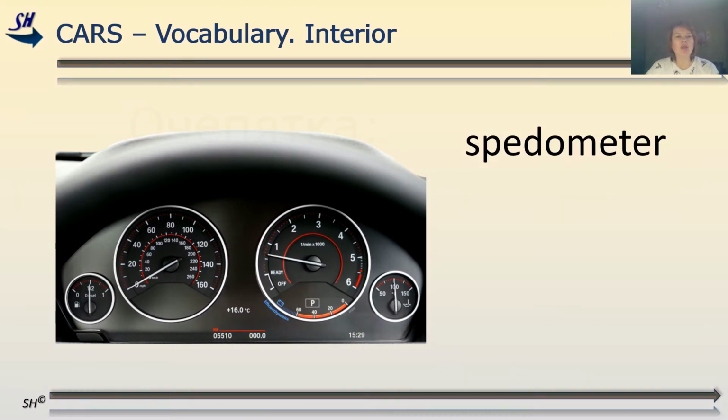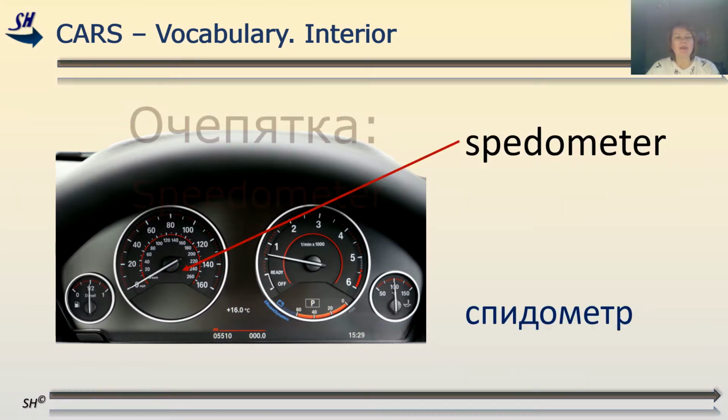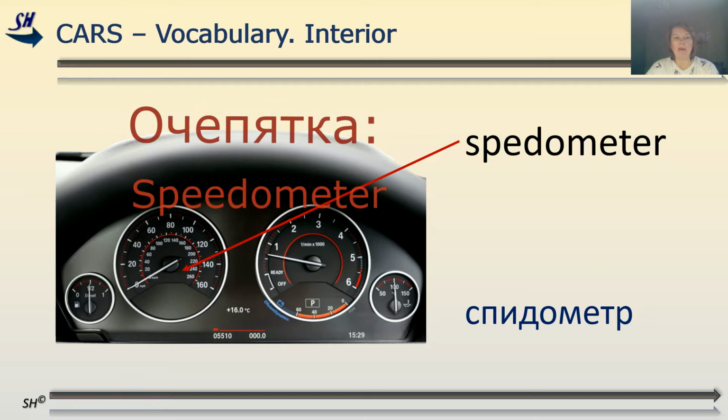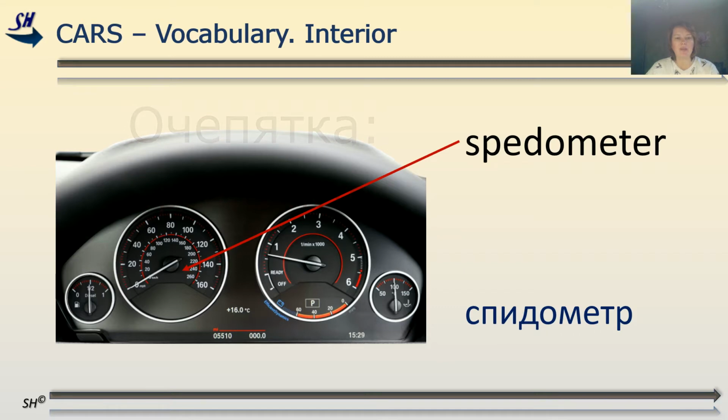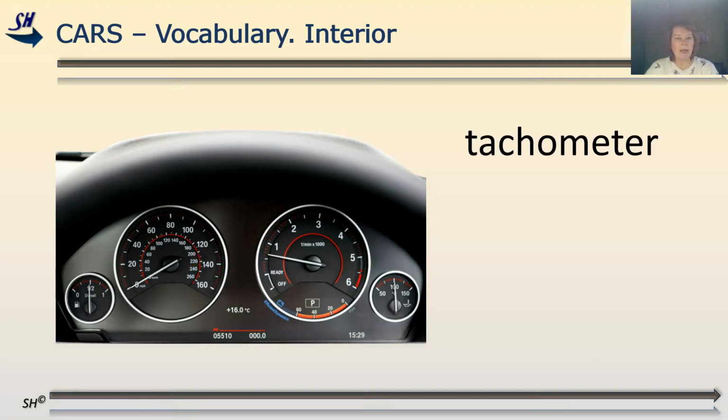Next indicator is called speedometer. This is the indicator that shows your current speed, how fast you are going at this particular moment. Next indicator is a tachometer. It shows how fast your engine is turning, how hard your engine is working.